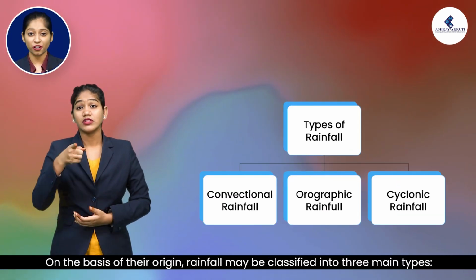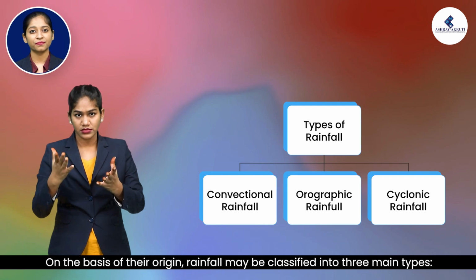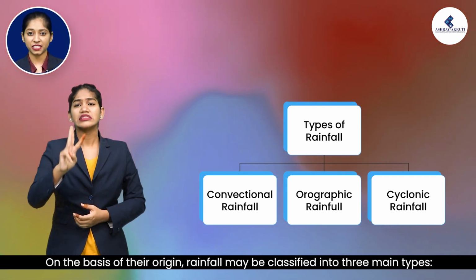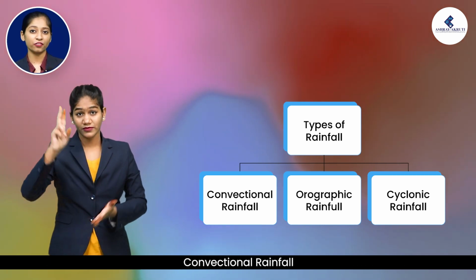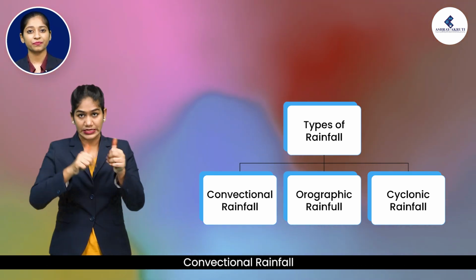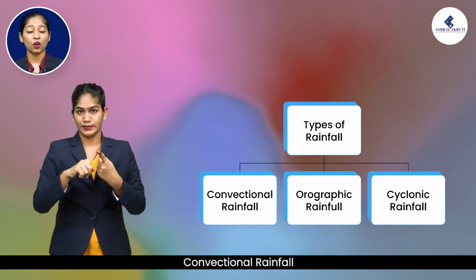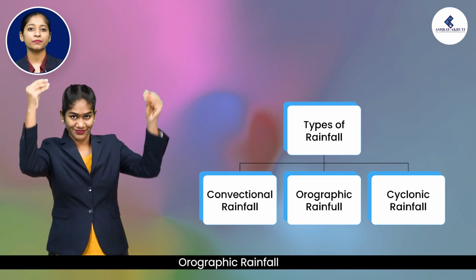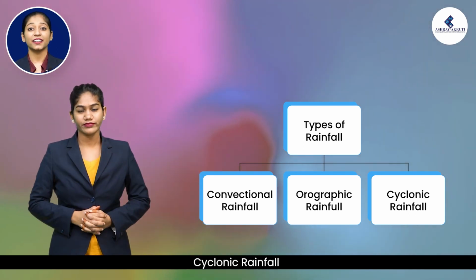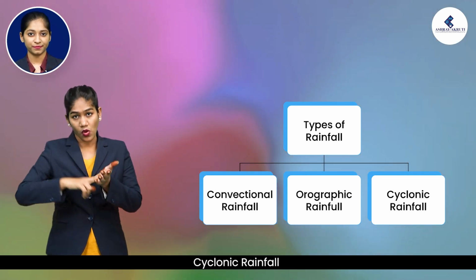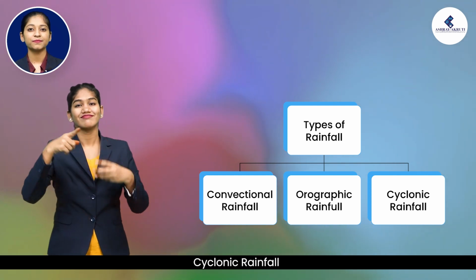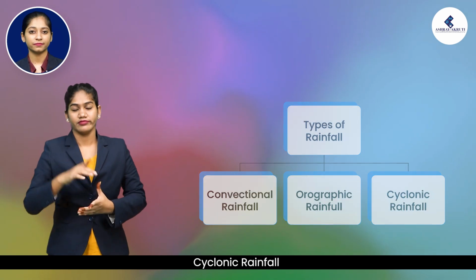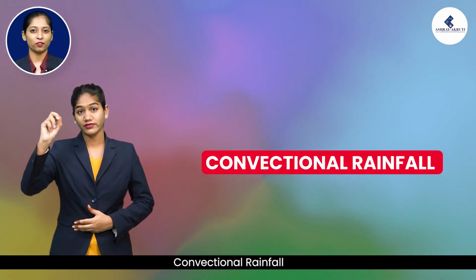On the basis of their origin, rainfall may be classified into three main types: convectional rainfall, orographic rainfall, and cyclonic rainfall. Convectional rainfall.